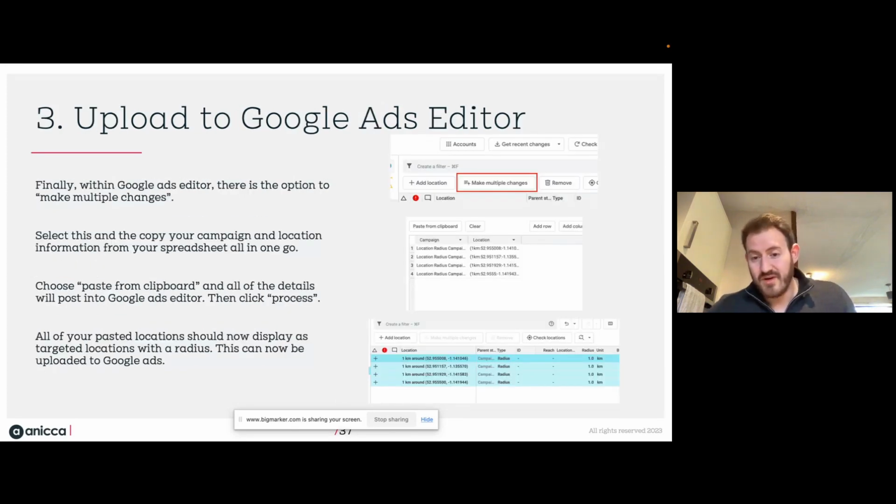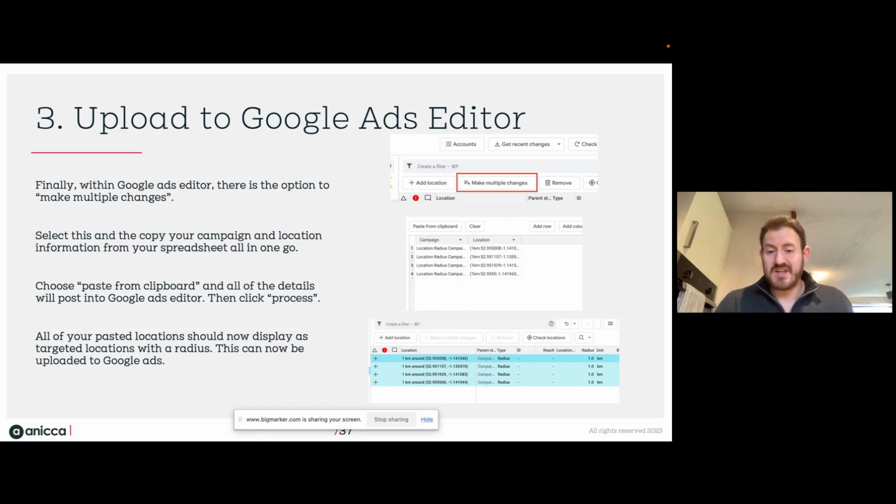And that will push all of that information, as you can see there on the right-hand side in our second image down, directly into the Google Ads Editor platform. You're then going to want to click Process, and that will quite literally push all of those locations into a new campaign called Location Radius Campaign in this particular instance. And that can now be uploaded to Google Ads.